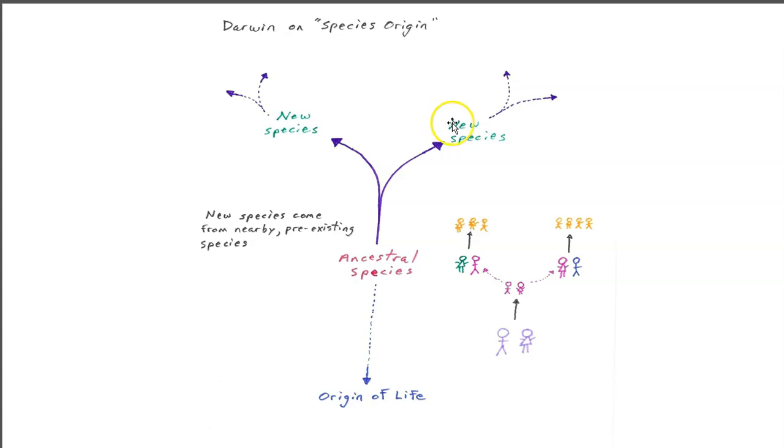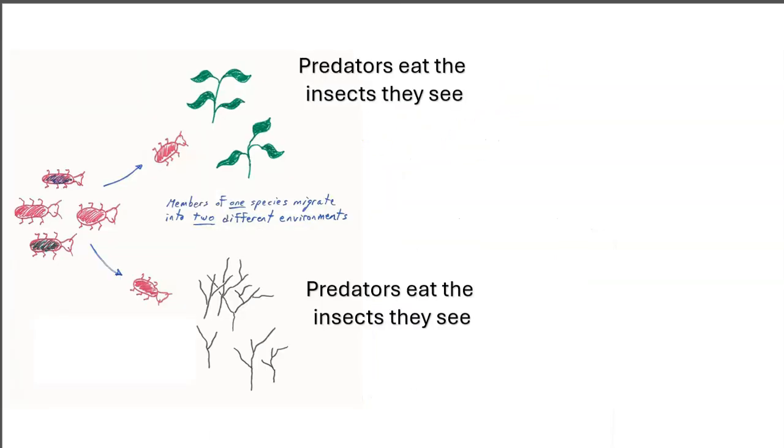Darwin claims and argues that new species emerge from nearby pre-existing species, much like new children emerge from nearby pre-existing parents. So just as parents can have children and those children can have children, so too a species can split into daughter species, and each of those species can give rise to new species as well. Now, how might this happen? Here's a simplified version of what Darwin thinks is going on.